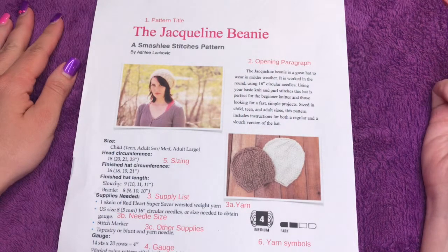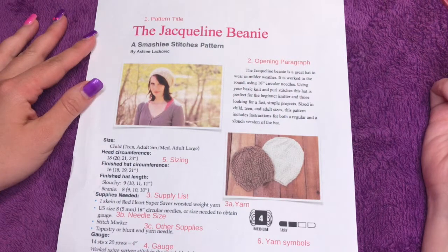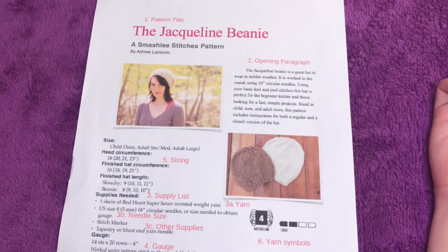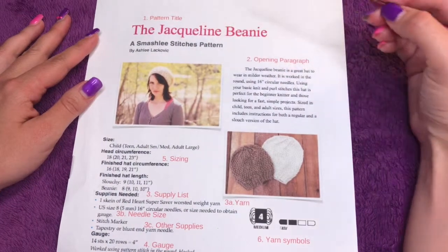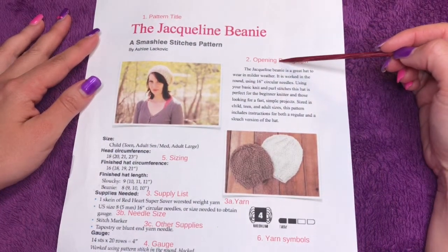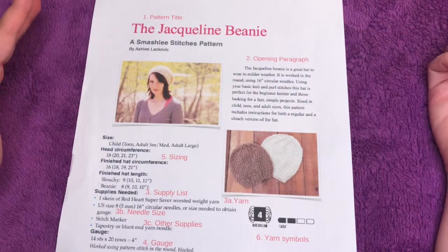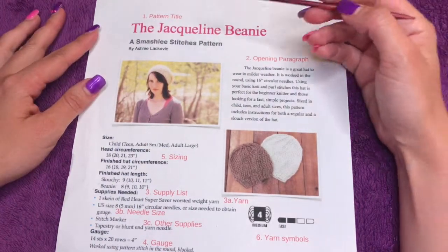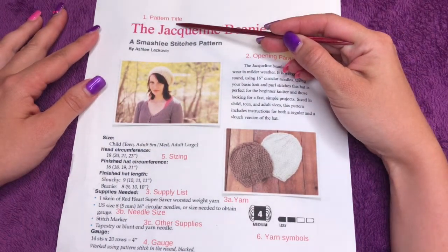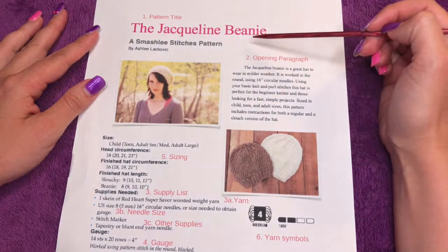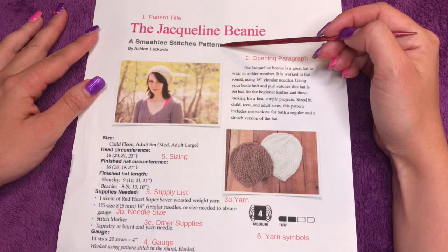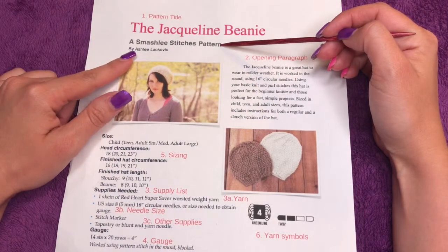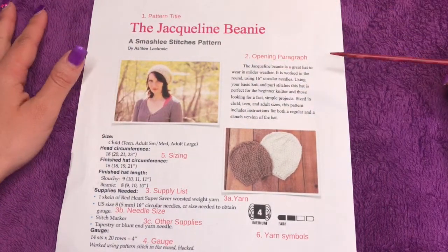We're now going to be looking at how to actually read a knitting pattern. This is an example, one of my patterns, of what the front page of a knitting pattern would look like. You'll see that I've labeled this, so these obviously won't be on a knitting pattern, but it's just to help me teach you what things are. Number 1 you'll see up here is the pattern title. The name of this pattern is the Jacqueline Beanie, and it says it's a Smashly Stitches pattern, and it'll tell you the designer, so it's by Ashley Lakovic.